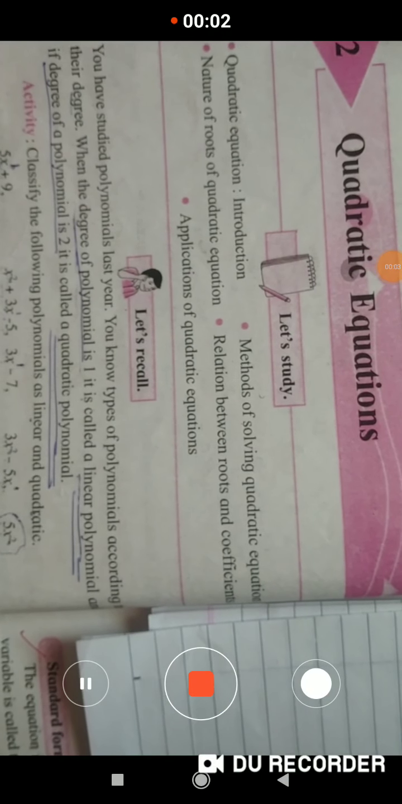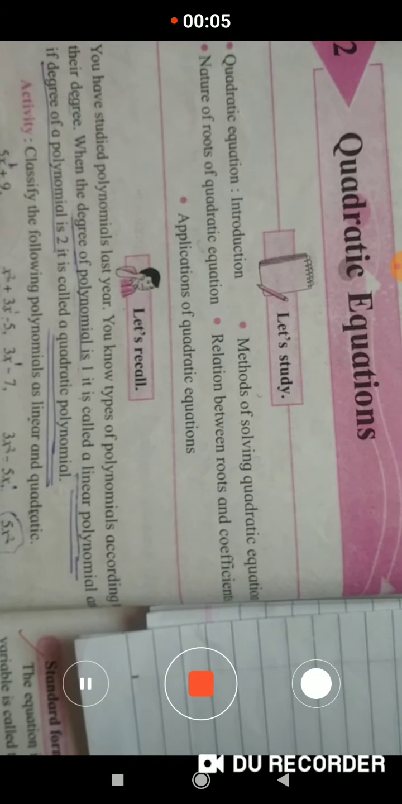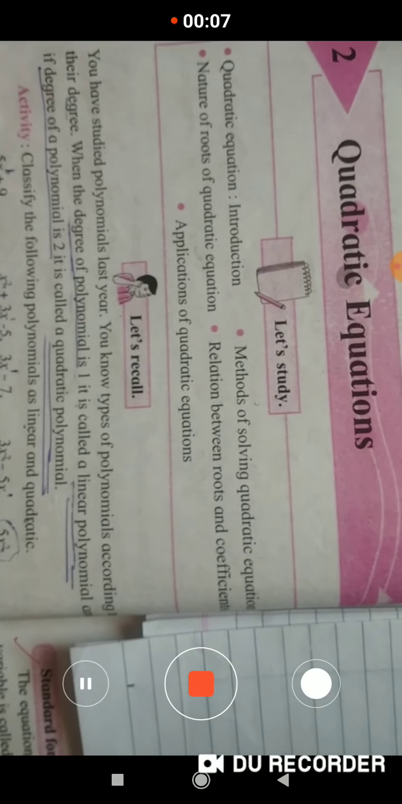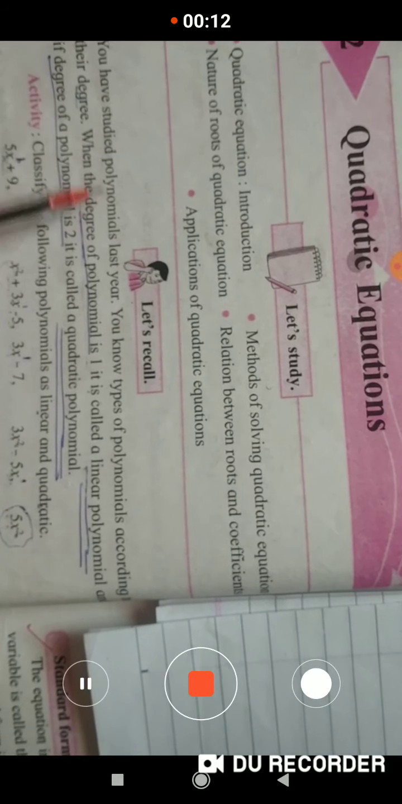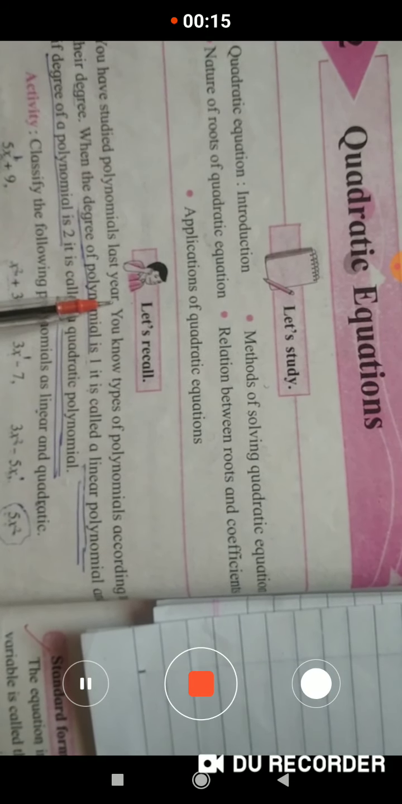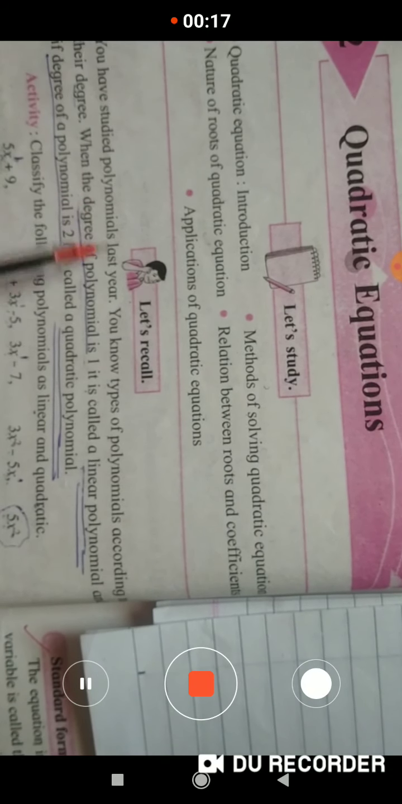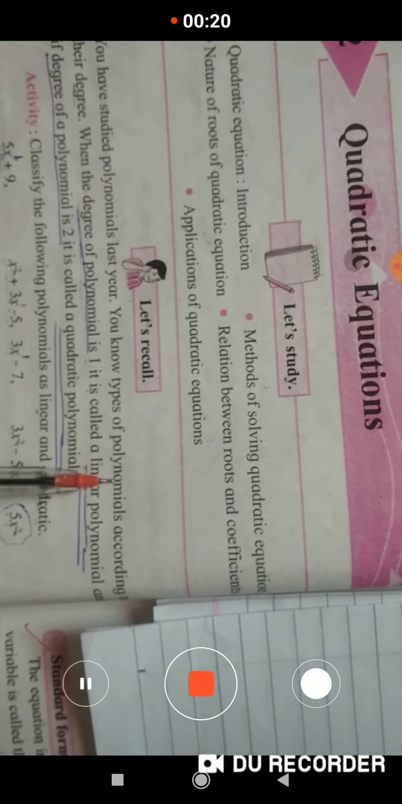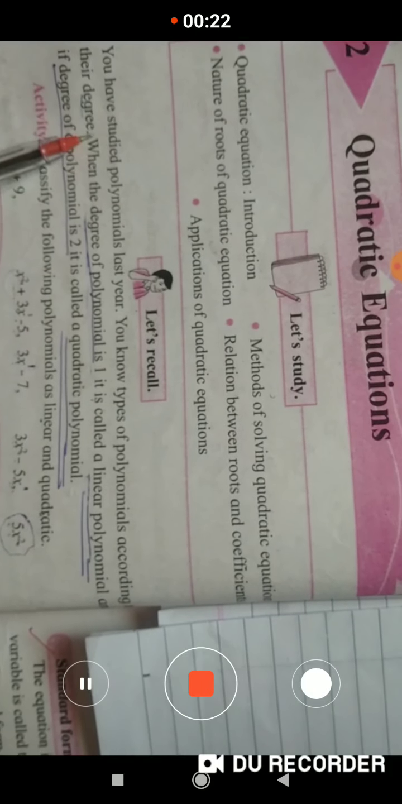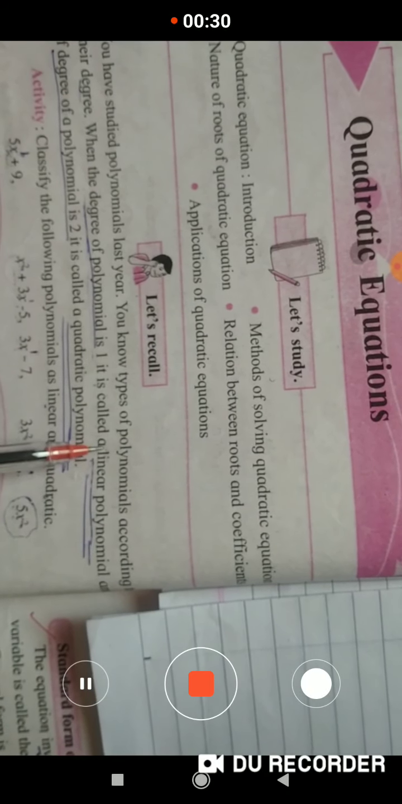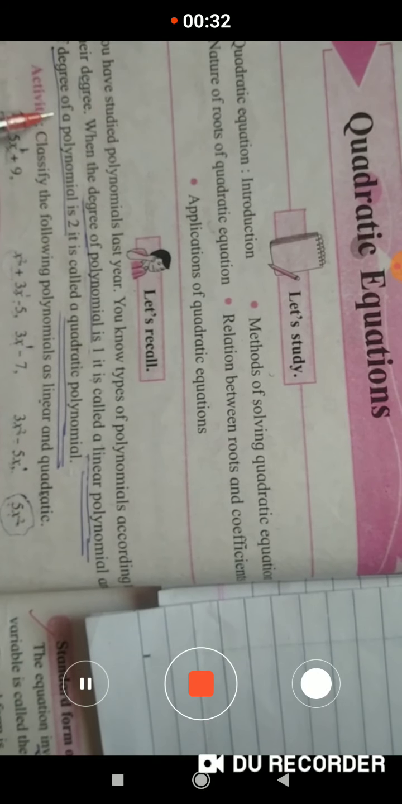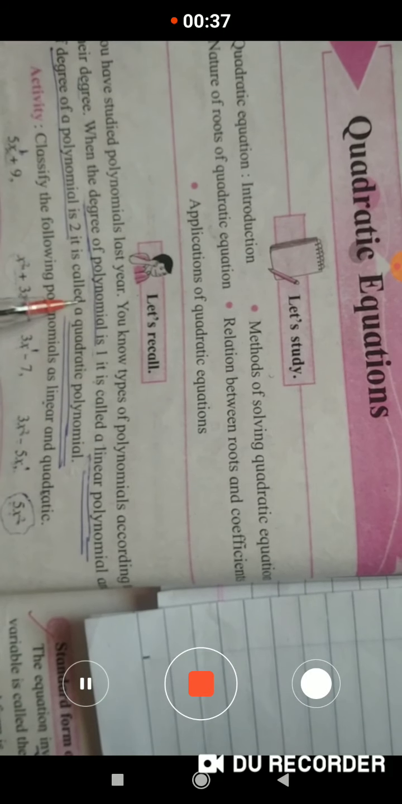Students, today we take Mathematics Part 1, Standard 10, second chapter, Quadratic Equation. Students, in the last year you have studied polynomials and you know the types of polynomials according to their degree. When the degree of a polynomial is 1, it is called a linear polynomial, and if the degree of a polynomial is 2, then it is called a quadratic polynomial.